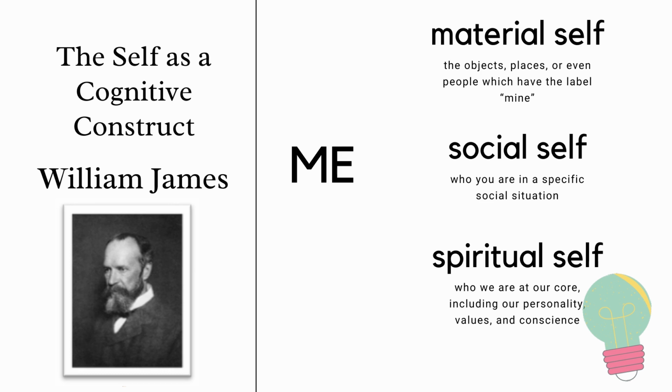The material self is made up of objects, places, or even people which have the label mine or akin. Basically, it involves everything that you own. Like if you have a car, then your car, your house, your clothes, your cell phone, your shoes, even your family and your friends and your body. The social self, on the other hand, refers to who you are in a specific social situation. So it is essentially yourself as viewed by other people.